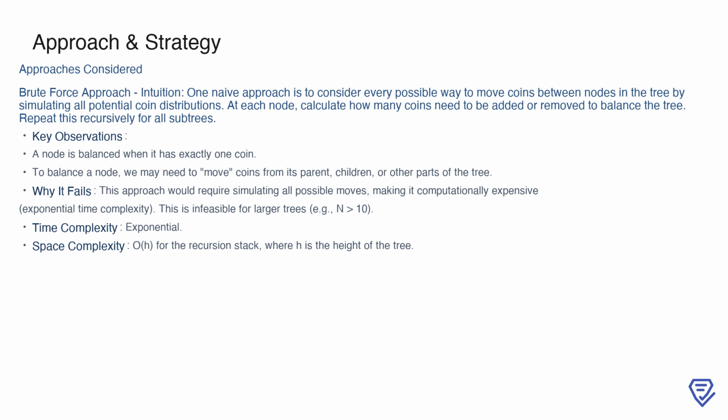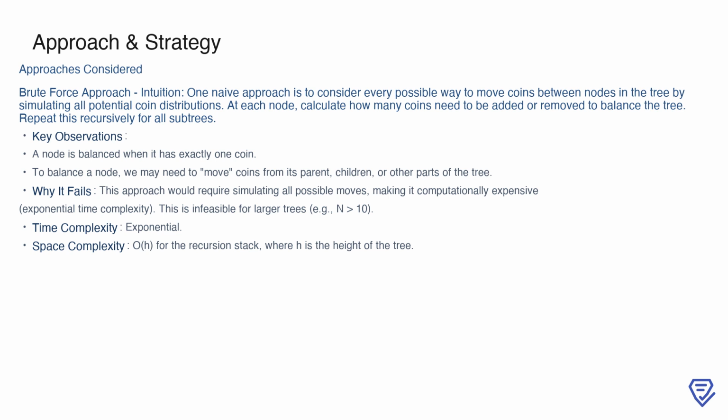A key observation is that a node is considered balanced when it has exactly one coin. To achieve this, coins might need to be moved from its parent, its children, or even other distant nodes in the tree. However, this approach quickly becomes impractical.